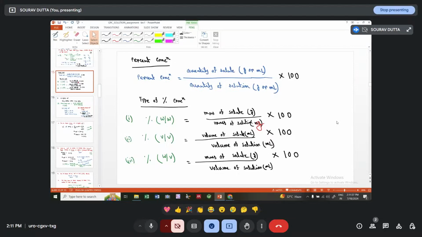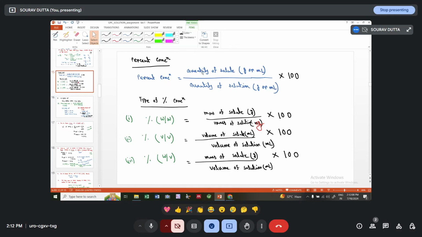The next topic is percent concentration, very important. Basically we are interested in normality, molarity, molality, these terms, when we calculate the concentration of different solutions. But there is another concentration term, that is percent concentration: percentage weight by weight, volume by volume, and weight by volume. So we have to learn about this one also.